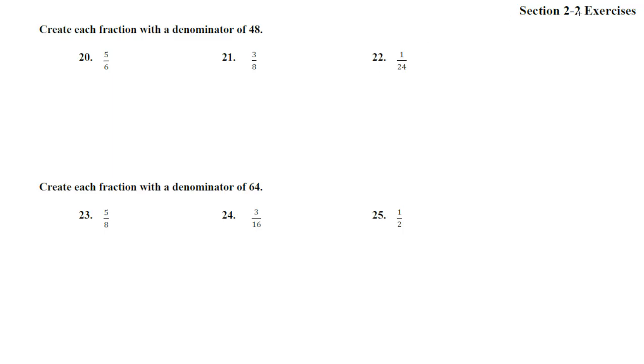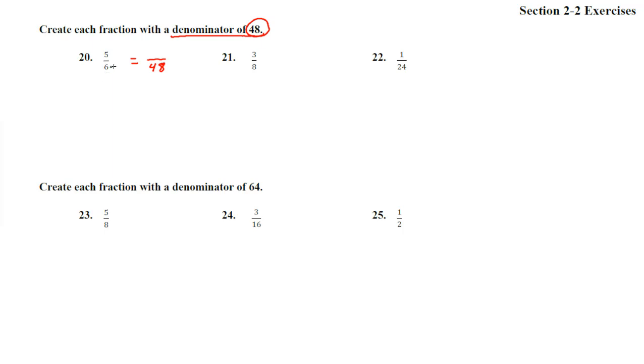Here we are in section 2-2 exercises numbers 20 through number 25. Notice it says to create each fraction with a denominator of 48. That means we have to create the same fraction, but so it equals something over 48. Now remember our rules here. We can times anything on the top and bottom that we want.